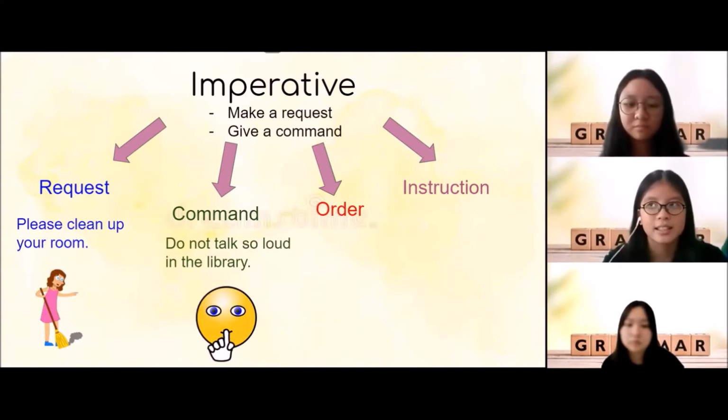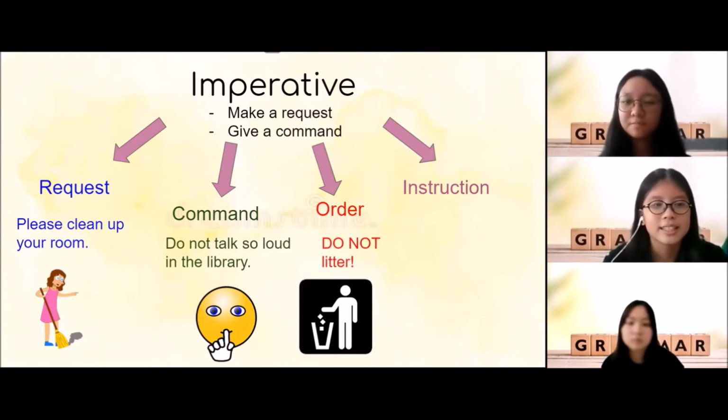And the second one is command, like do not talk so loud in the library. You are telling someone not to do something, but it is not as strict as an order. An order is like a rule that you must follow, such as all the people having to follow the traffic light, right? For example, do not litter means it's a rule that everyone must follow. It is more urgent and immediate.